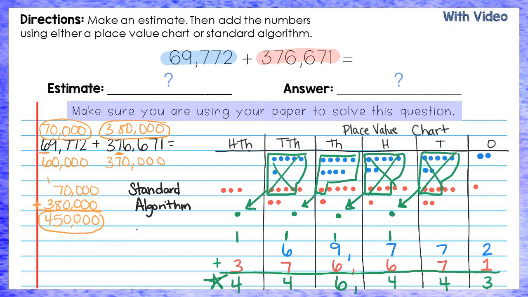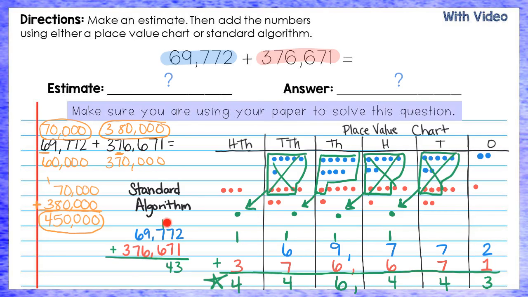We have 69,772 plus 376,671, and I had to make sure I lined up my numbers in the correct place. And we are adding them together. So let's start in the ones place. 2 plus 1 is 3. 7 plus 7 is 14. The 4 goes below, the 1 is carried.